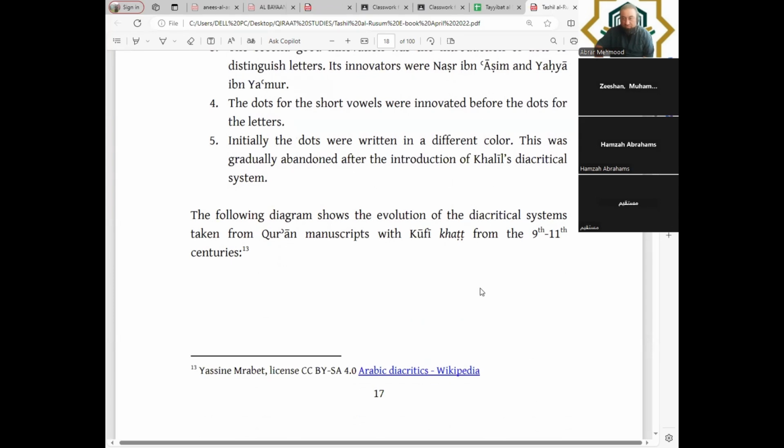The following diagram shows the evolution of the diacritical system taken from Quran manuscripts with Kufi Khat from the 9th to 11th centuries. Jazakallah khair, Brother Zishan.